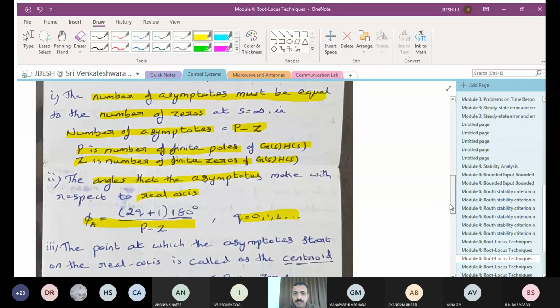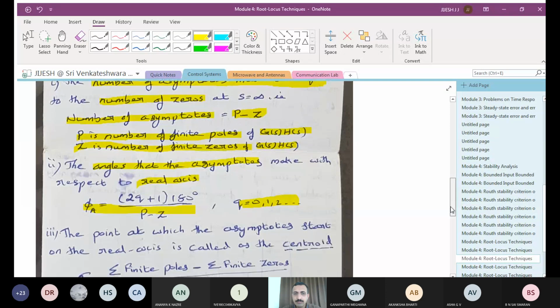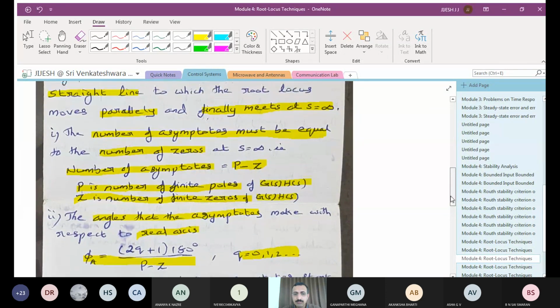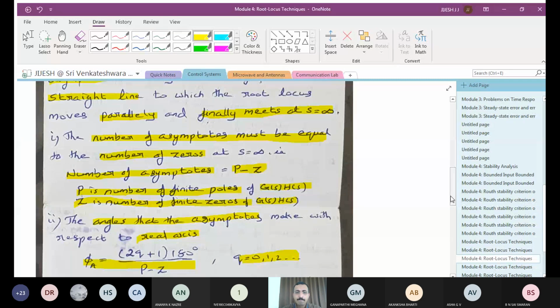Have you completed? Let us move further. So now we understood the angle that the asymptotes make with respect to the real axis. Now further we have to find out where exactly the asymptotes are placed.